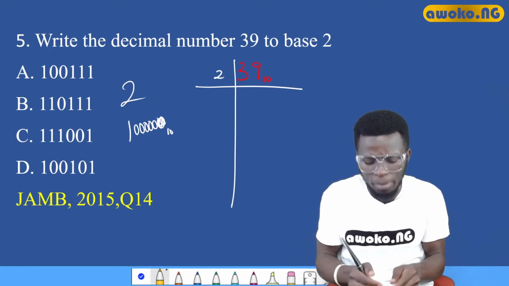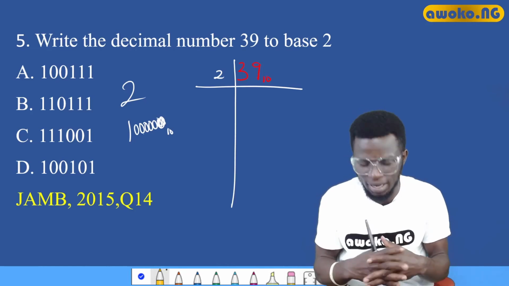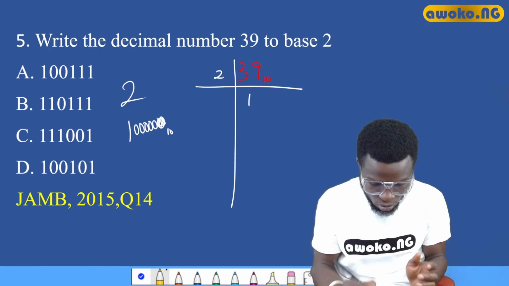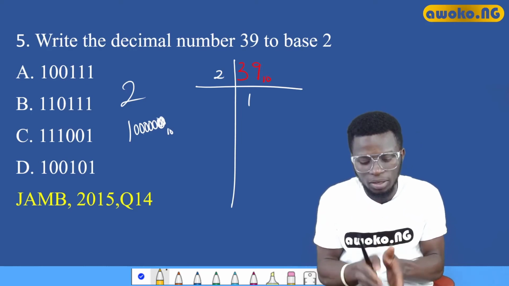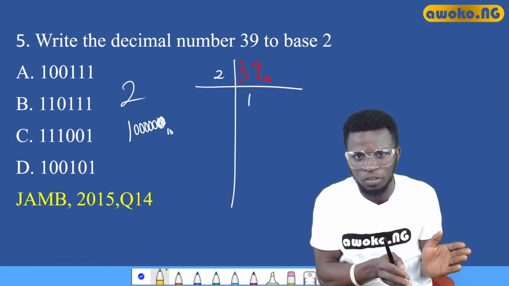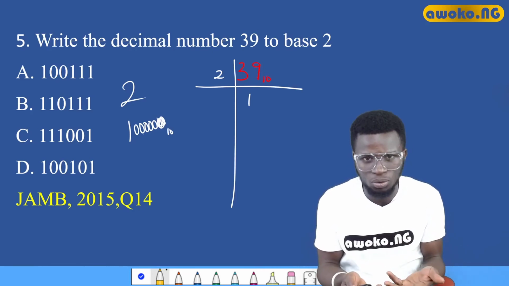How do we go about it? How many times can 2 go in 39? To do that, 2 goes in 3 once, so we have 1. Then 3 goes in 19 how many times? I used the organic method the first time so that you relate with it very well.